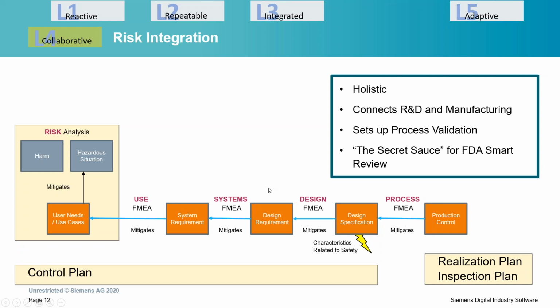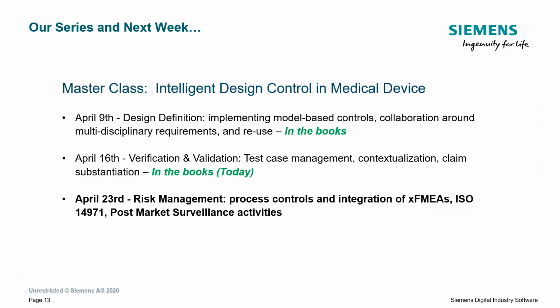So I'm going to go ahead and drop to our next slide here, just to talk about what we've accomplished so far. This last session that we had on April 9th was related to the design definition. Today, of course, is verification and validation. Risk management is the next one. So how do we develop our process controls and integrate our FMEA activities into a 14971 compliant framework? And so that'll be the next series.